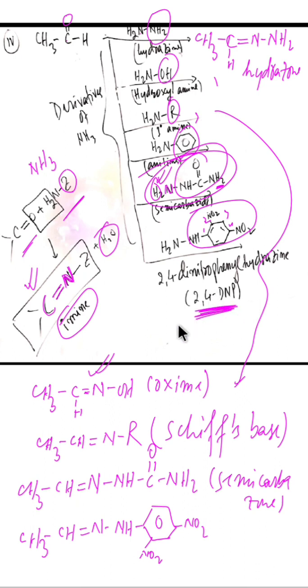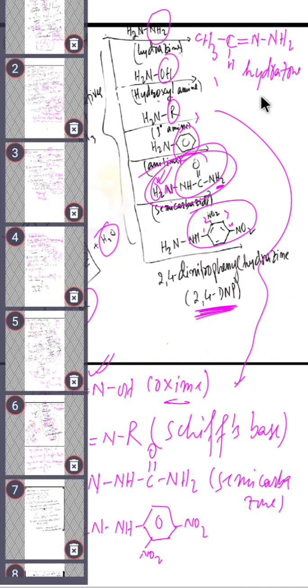Okay, 2,4-DNP reacts with aldehydes or ketones. This is a characteristic reaction of aldehyde and ketone. And if a compound reacts with hydrazine to form hydrazone, then the compound has to be an aldehyde or ketone. Similarly, if a compound is reacted with hydroxylamine, NH2OH, and oxime is formed, then the compound has to be an aldehyde or ketone. So these reactions are characteristic reactions of aldehydes and ketones. Okay. Now let us move to the next reaction.